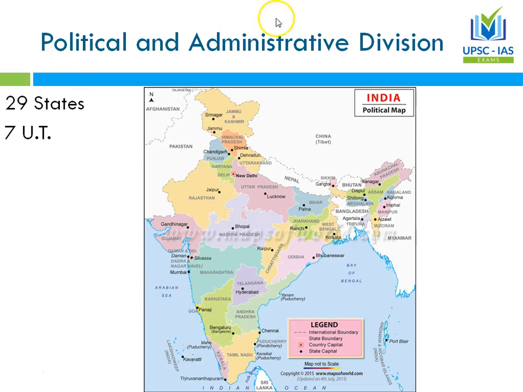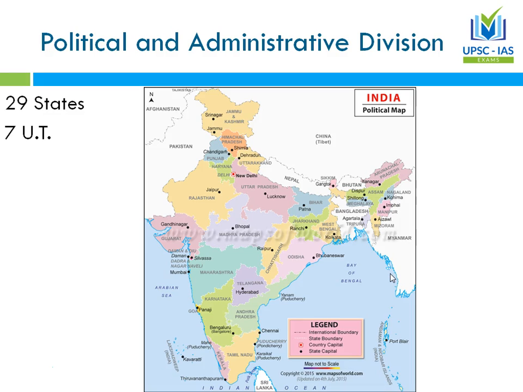Now dear friends, politically and administratively speaking, we have 29 states and 7 union territories. I thought I said 27 states. No, we have 29 states and 7 union territories. Now, many of you might find it troublesome to remember all these states. What I would say is, it is not wise to remember all the states in one go. It is something you have to get used to.